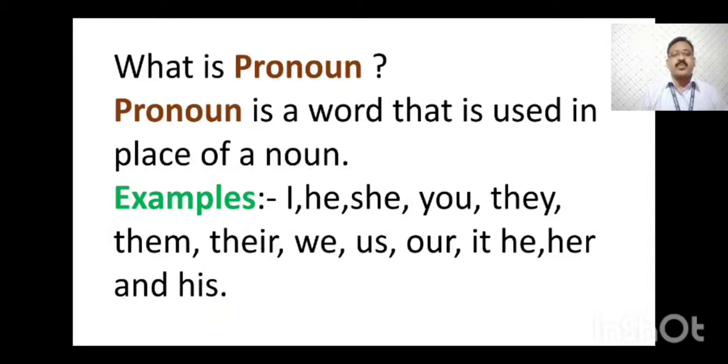Now some examples of pronouns: I, he, she, you, they, them, their, we, us, our, it, her, and his. These are all pronouns. Remember, pronouns are also used for male, boy, girl, animal, bird, insect, non-living thing, place, everything that comes under noun. Let's move forward.